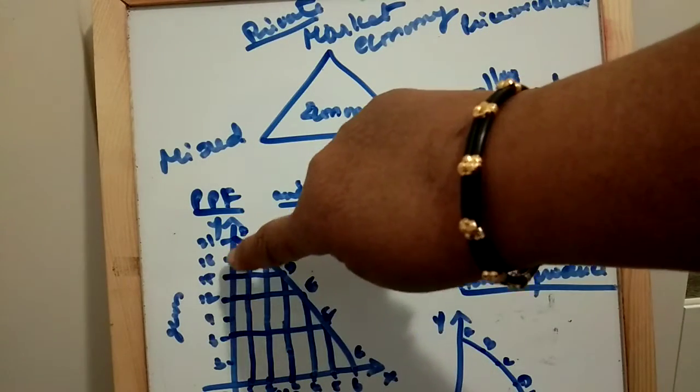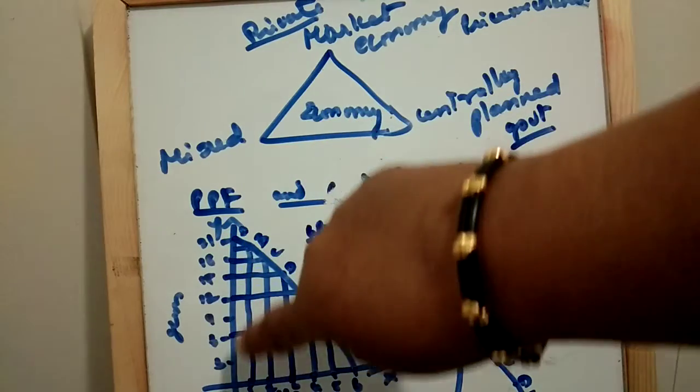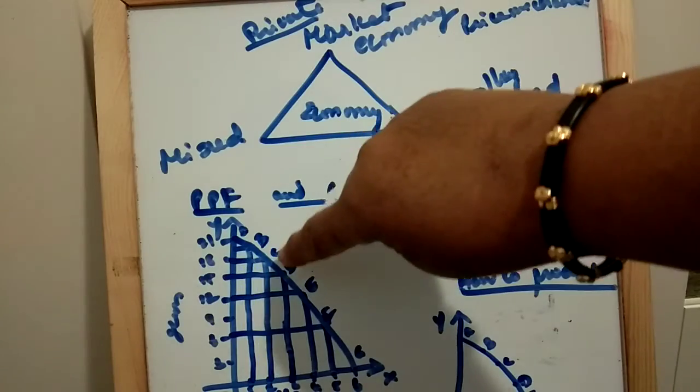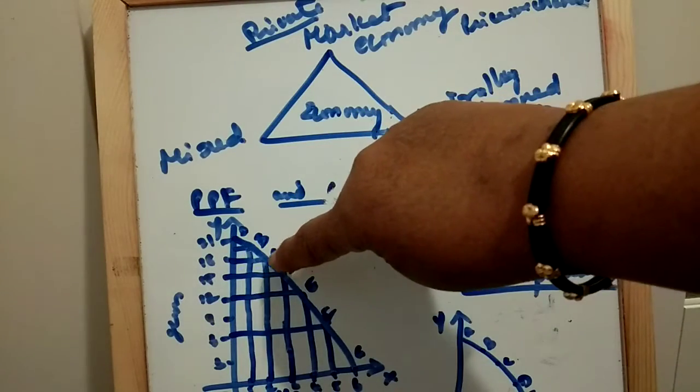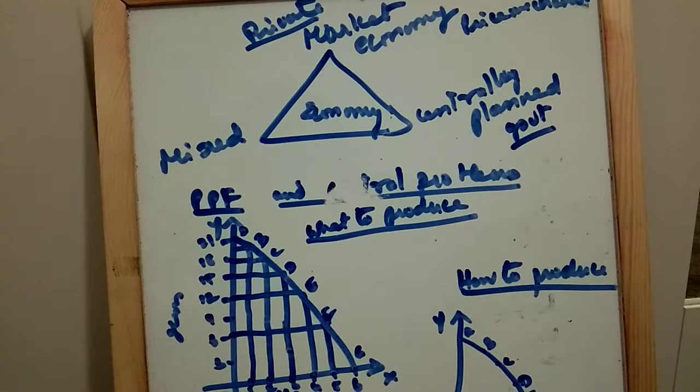So at B you find 20 units of guns and 1 unit of butter. At point C you find 18 units of guns and 2 units of butter. So these are the combinations marked on PPF. That PPF tells us, with the available resources, what is to be produced, guns and butter.